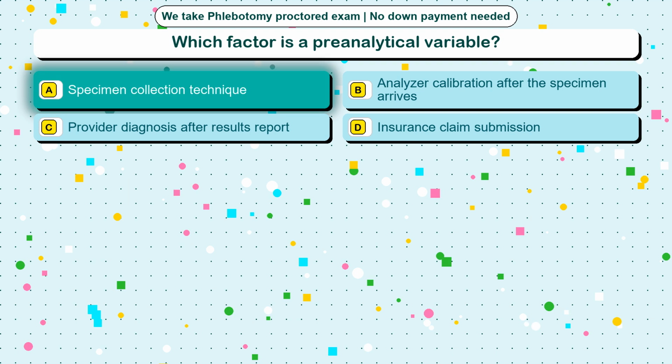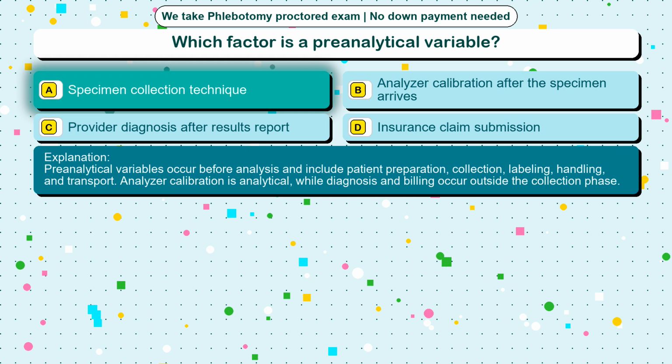The correct answer is option A, specimen collection technique. Pre-analytical variables occur before analysis and include patient preparation, collection, labeling, handling, and transport. Analyzer calibration is analytical, while diagnosis and billing occur outside the collection phase.